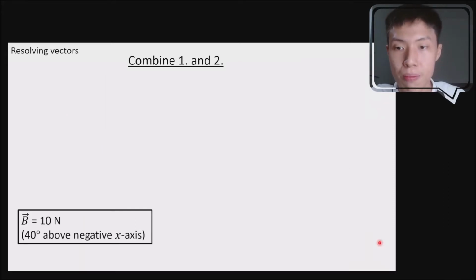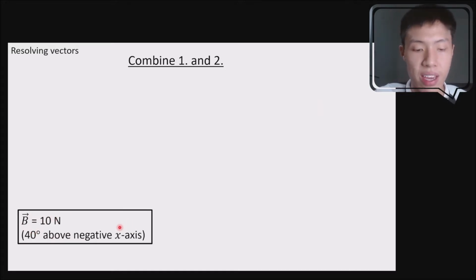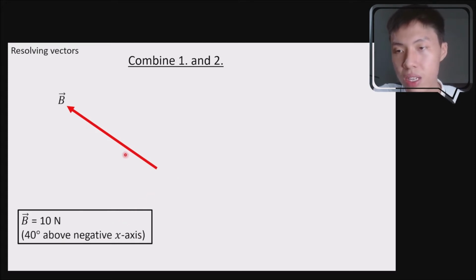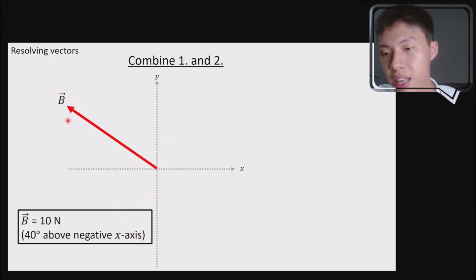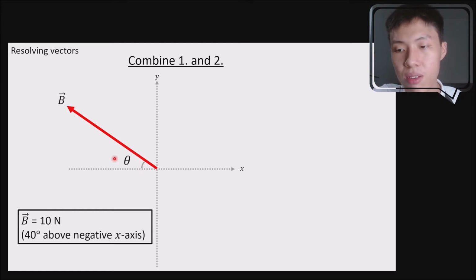Let's try another example. Today, let's say we are given this vector B, which is 10 Newton and it's 40 degrees above the negative x-axis. So if I draw it on an xy axis, then this will be a vector with magnitude 10 Newton, and the angle is 40 degrees above the negative x-axis. So this angle theta here is 40 degrees.